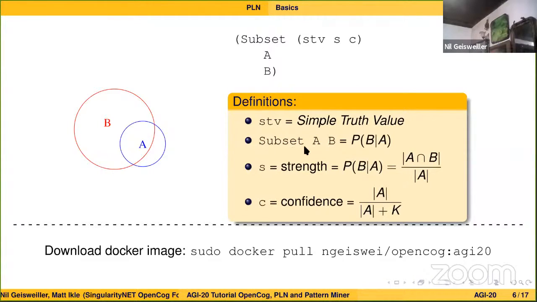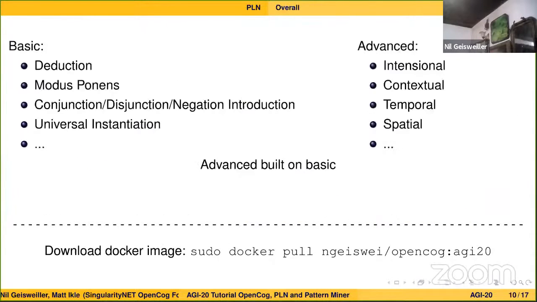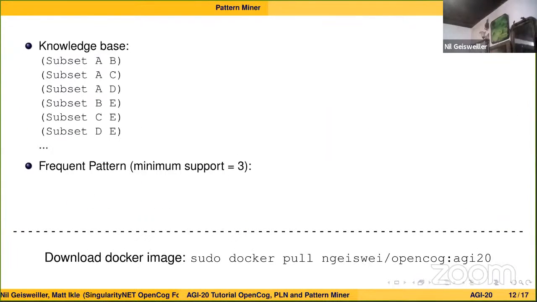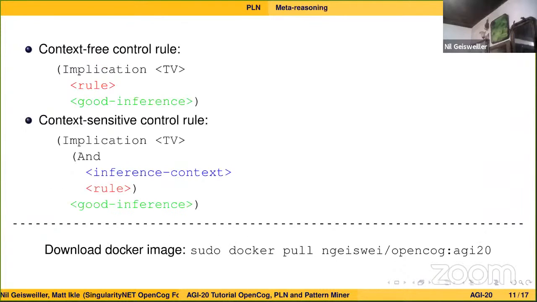Okay, as I said, a subset of AB represents the probability of B knowing A. S is the strength, which is the probability itself. And C is the confidence, with some formula, which, I mean, doesn't really matter what the formula is. It only matters that it's a monotonic mapping between the number of observations and the range 0, 1.